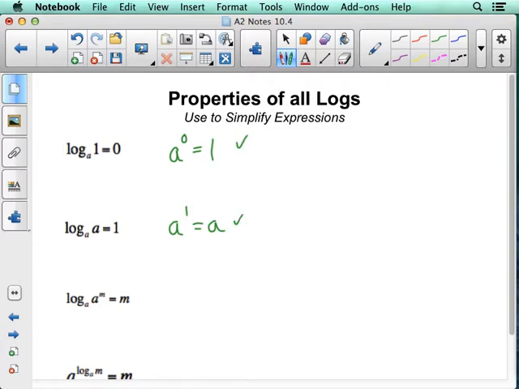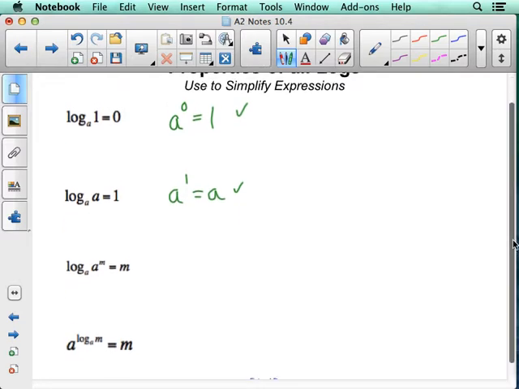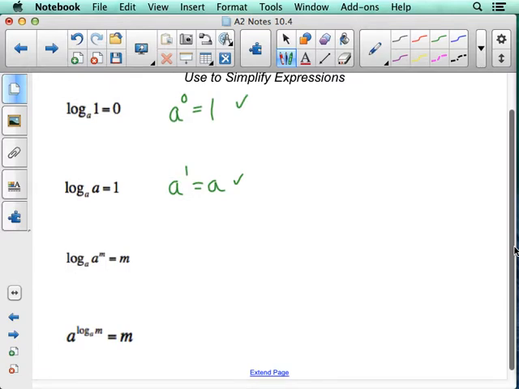The first, third, and fourth ones are always true because of our inverse properties. I'm not going to get into that right now. You'll look at that in your exploration in class. But this is always true: log base a of a to the power m always equals m, and a to the power of log base a of m always equals m.